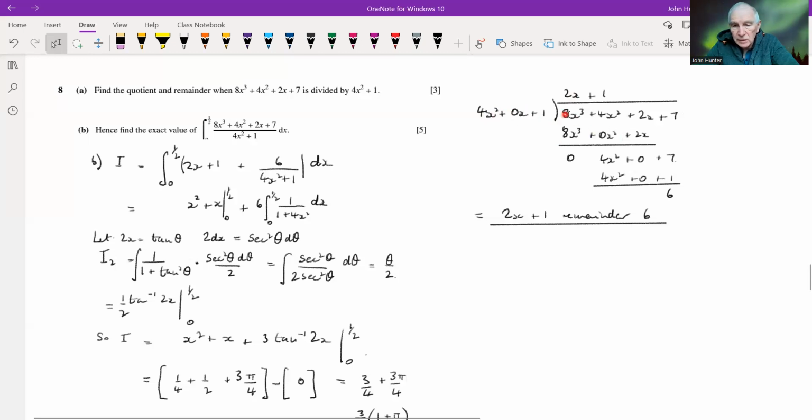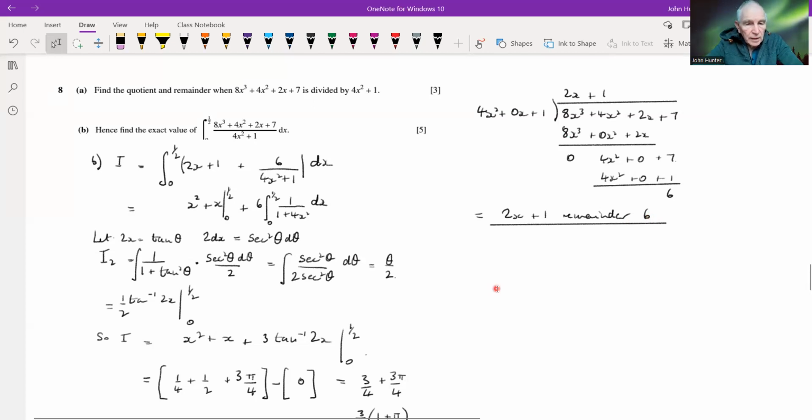So if we divide that into that, we're going to get 2x. So that when we multiply 2x by this, we're going to get this. Subtract just as we do in long division, and that's going to give us 4x squared plus 0, bring down the 7. And then this will go in. Well, we've got 1 times 4x squared, giving us that then as a remainder 6. So our solution to this is 2x plus 1 remainder 6.